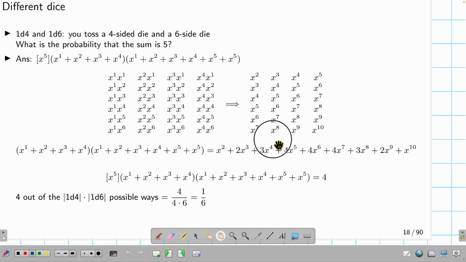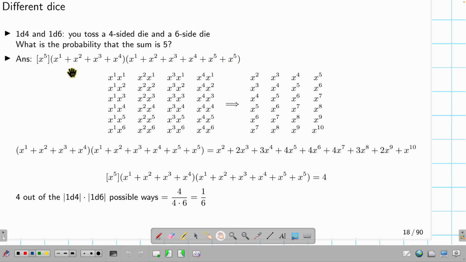So now here's another example. Suppose I have one d4 and one d6. What does it mean? I've tossed one 4-sided die and I tossed one 6-sided die. So question, what is the probability that the sum is 5? This is the same as asking for the coefficient of x^5 in this polynomial.